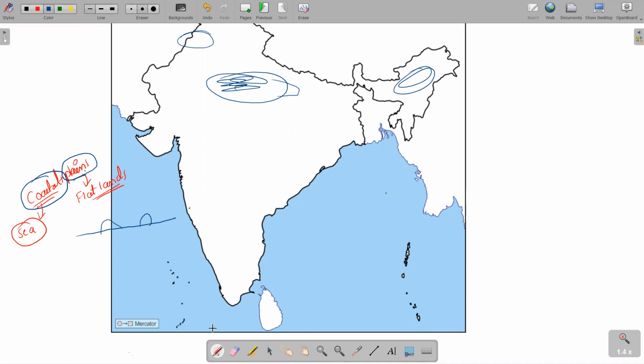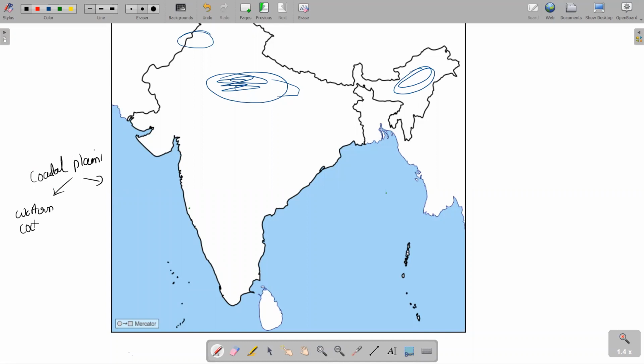So obviously, there are two coastal plains. You already know there are two types of coastal plains. One is called the western coastal plains, and the other one is the eastern coastal plains. And we are not so dumb as to not know what is western and what is eastern.